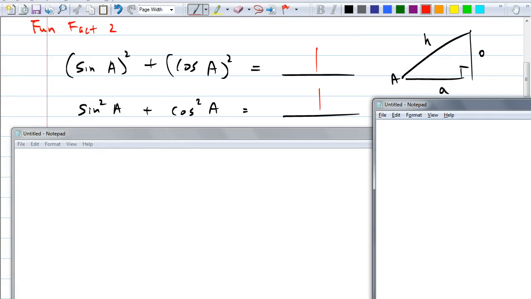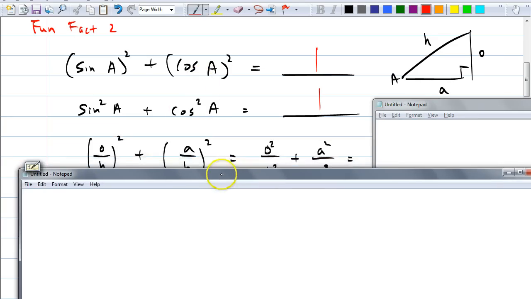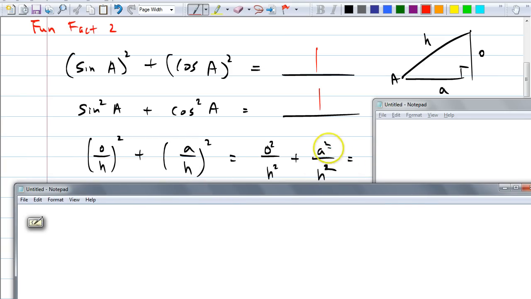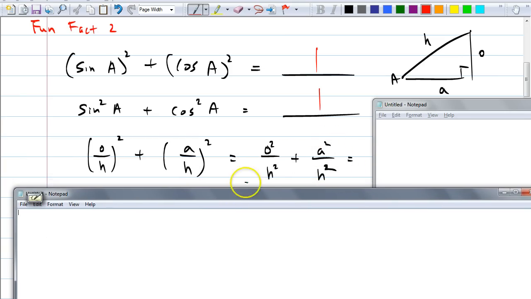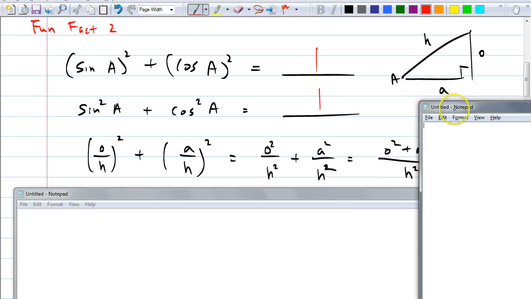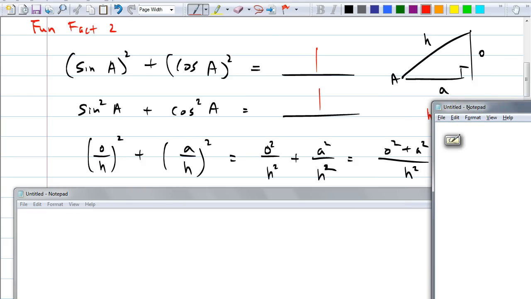Why is this true? Let's do this together. First of all, what's sine of an angle A, for example, here? O over H. Would you not agree? So if you square that, what do you get? O squared over H squared. What about cosine? A over H, squared, so A squared over H squared. It's kind of nice when you add them together. We have a common denominator of H squared, so you get O squared plus A squared over H squared. But how does that become 1?